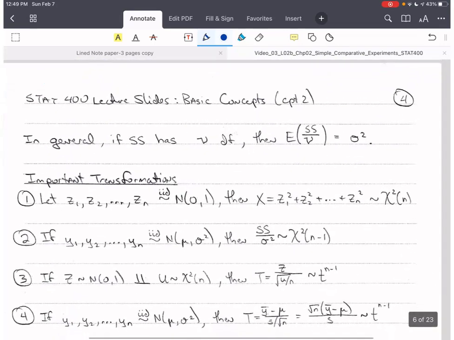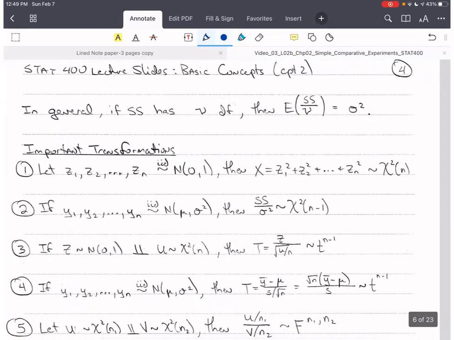Now, in general, if a sum of squares has nu, this is the Greek letter nu, degrees of freedom, then the expected value of that sum of squares divided by its degrees of freedom is equal to sigma squared. This is in general.